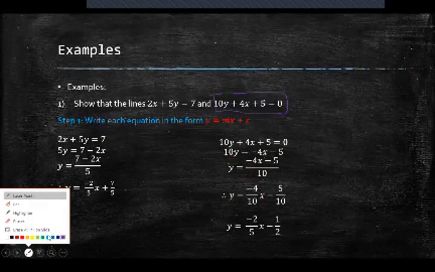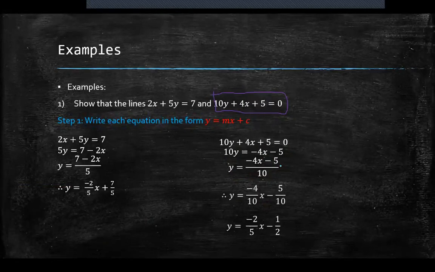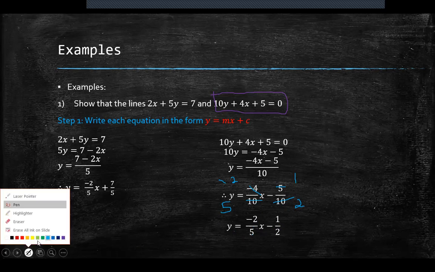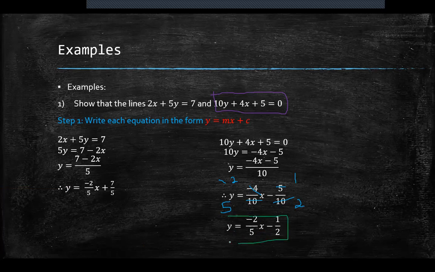We could break up the fraction. So minus 4x minus 5 on 10 is the same as y is equal to minus 4 on 10 x minus 5 on 10. But minus 4 on 10 and 5 on 10 could be reduced, right? If we divide this by 2, we'll get minus 2, and if we divide this by 2, we get 5. Divide this by 5, we get 1, and divide this by 5, we get 2. And that's why I had down here, y is equal to minus 2 on 5 x minus a half. So everybody understands how I got that equation? Yes, no, confused?